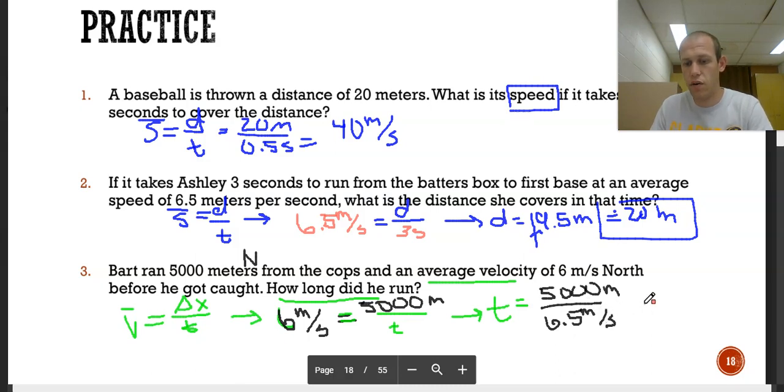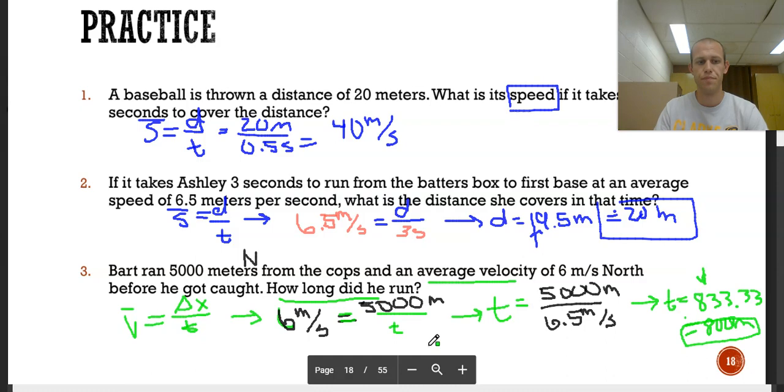And I will get out a result of t equals 833.33, and then that repeats. So I look at my sig figs. Since I'm using multiplication and division, I use the least precise number of significant figures, which is 1. So I will round to right here. So that would just be 800 meters. And I should have an approximate sign right there.